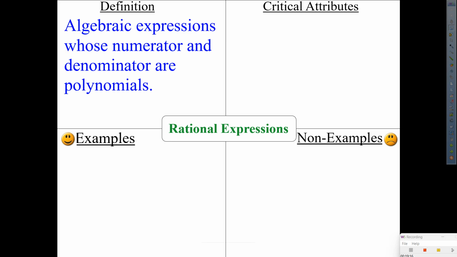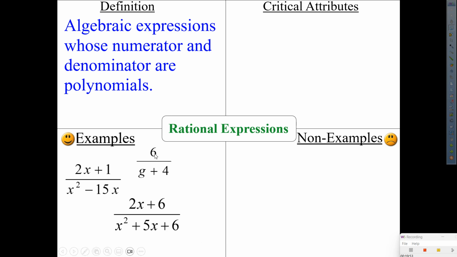Now, notice here, they don't mention something, but they're insinuating something by saying numerator and denominator. Tell your neighbor what they're suggesting there. Yes, fractions. Whenever you hear the numerator and denominator, they're insinuating fractions. Here they are: 6 over g plus 4, 2x plus 1 over x squared minus 15x, 2x plus 6 over x squared plus 5x plus 6.